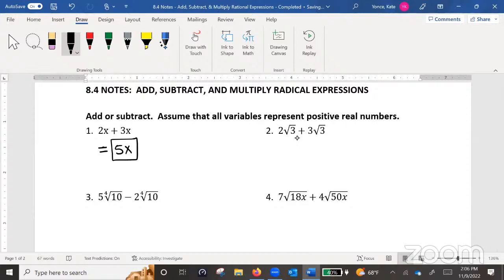So same thing for number 2. The radicals have to be the same for them to be like terms, just like when we had to have an x for both. We have to have the same radical if we're allowed to add the coefficients. So we do the same thing here: we add the coefficients, which would be 2 plus 3, which is 5, but the radical does not change. So it's just 5 square root of 3.